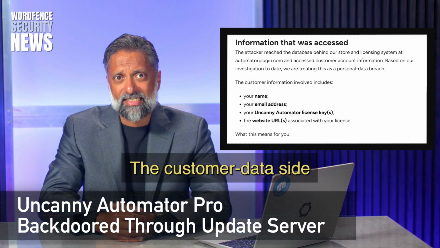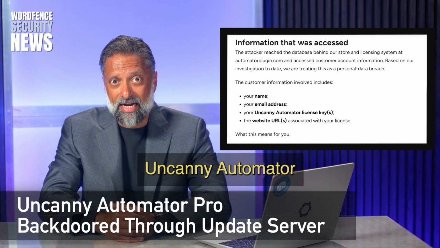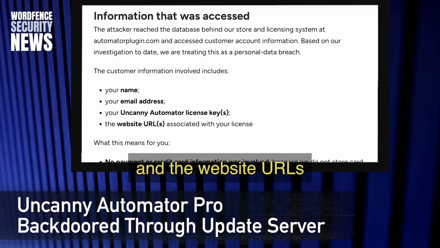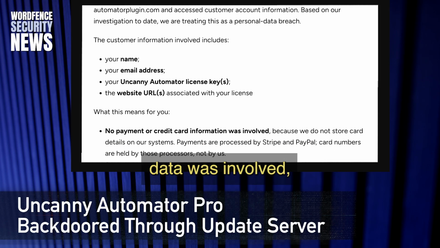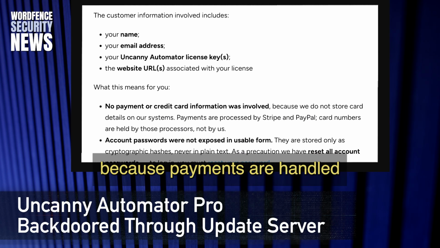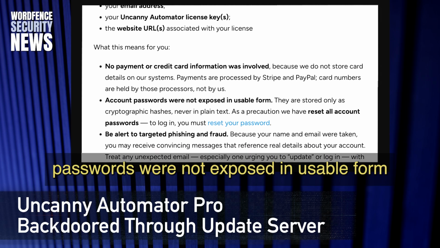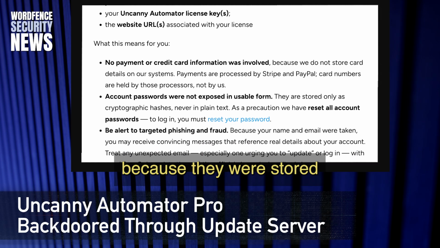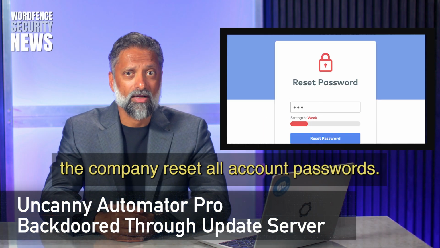The customer data side of the incident exposed names, email addresses, Uncanny Automator license keys, and the website URLs associated with those licenses. Uncanny says no credit card data was involved because payments are handled by Stripe and PayPal, and account passwords were not exposed in usable form because they were stored as cryptographic hashes. As a precaution, the company reset all account passwords.